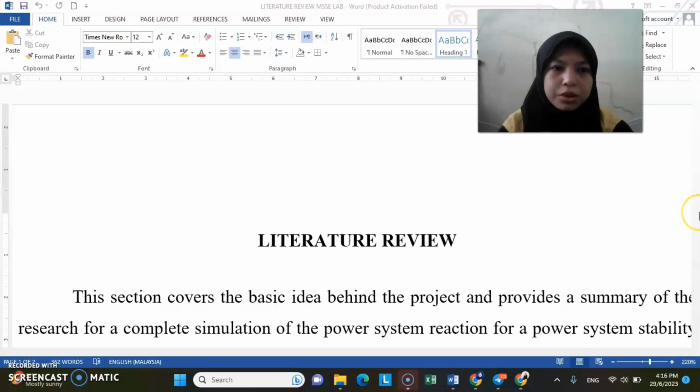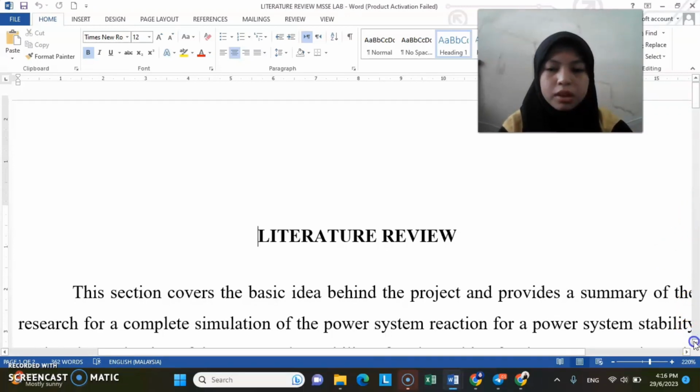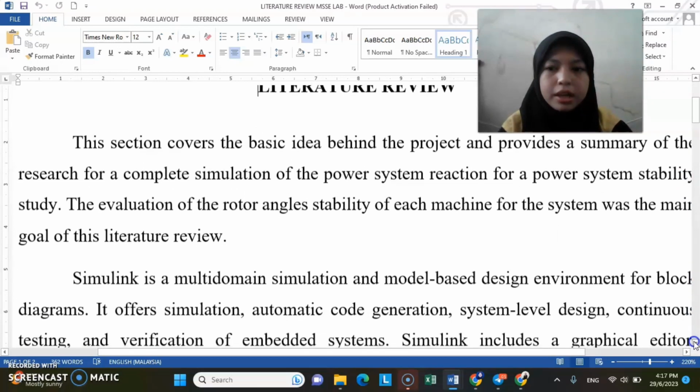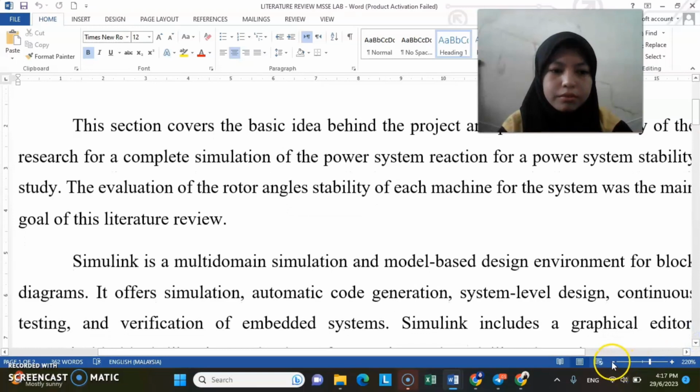Okay, my name is Nashwani Bitalu Halim. This is my part, the literature review. This session covers the basic idea behind the project and provides a summary.